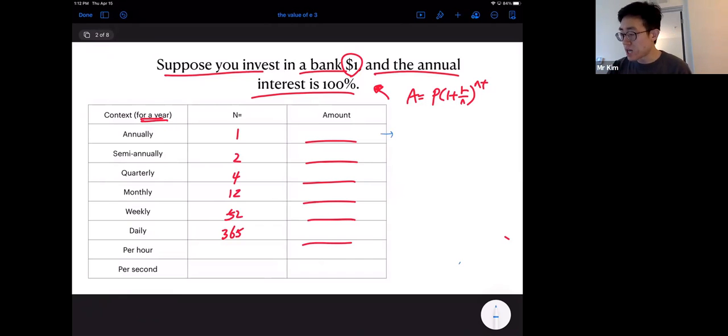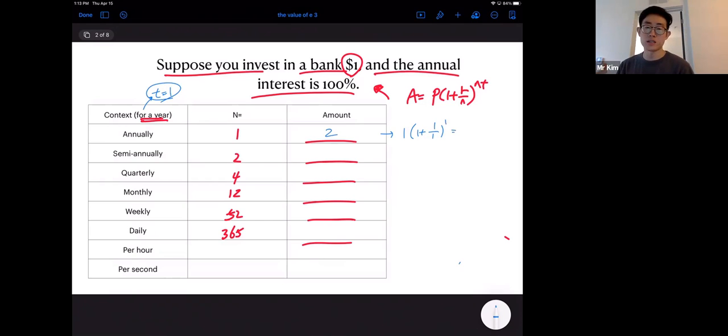This will be $1 times (1 + 1/1), because the end value is 1 and the rate is 100%, to the power of n times t. Now remember that because of this, time is always going to be only up to a year. So it's 1 times 1, which is 1. If you type that into the calculator, you're going to get exactly 2. And that should make sense. Your dollar will become $2 after a year if your annual interest rate is about 100%.